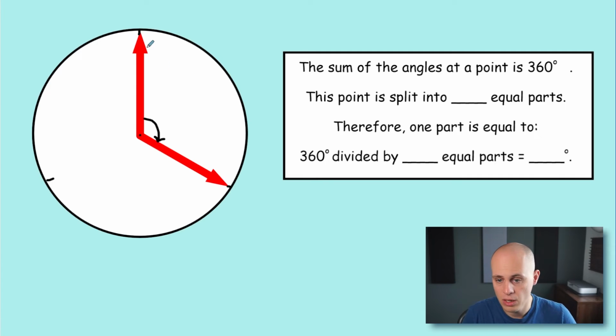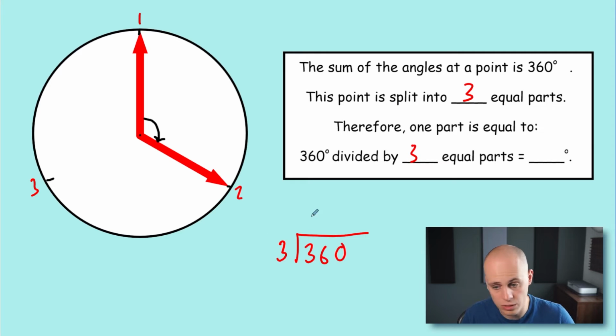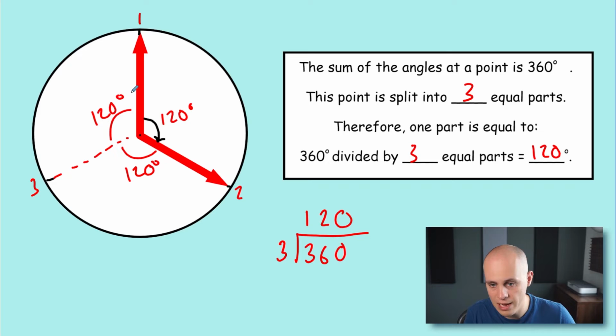So nice and quick then, we've got 1, 2, 3 points. So we've got 3 equal parts that this circle's been split into. So 360 divided by 3, if you can't do it in your head, just do it here, is 120 degrees. So what we've worked out is that is 120 degrees. So is that, and so is that. Okay, there it is. So what would my answer be then?